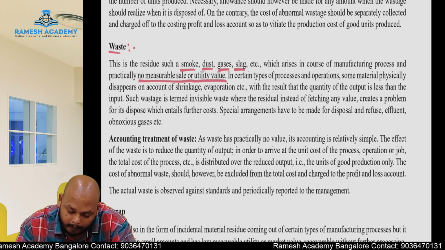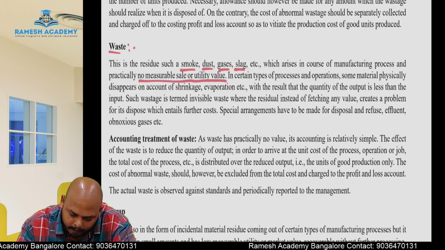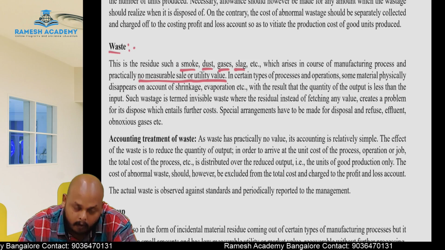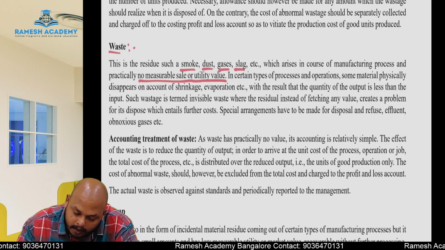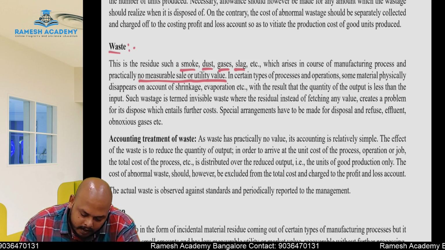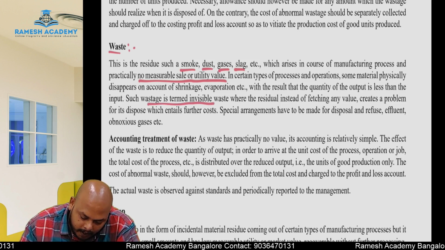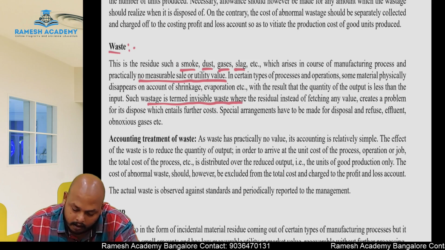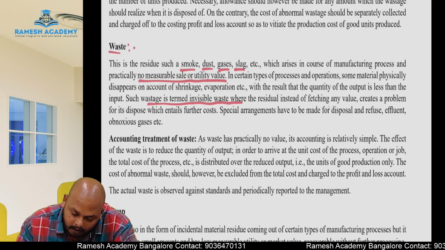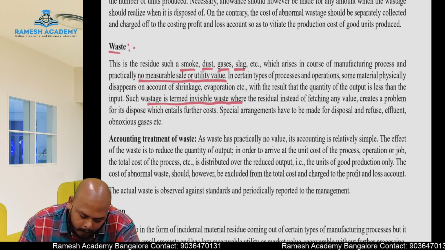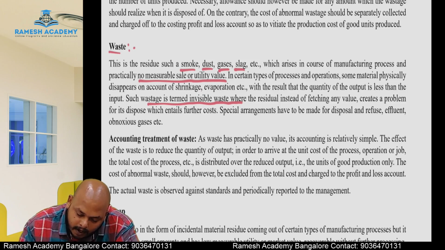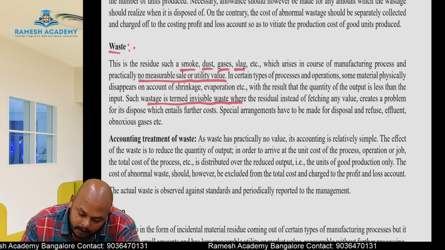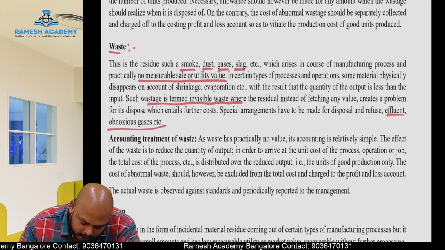In certain types of process or operations, some material physically disappears on account of shrinkage, evaporation, etc., with the result that quantity of output is less than the input. Such wastage is termed invisible waste. The residual, instead of fetching any value, creates a problem for its disposal, which entails further cost. Special arrangements have to be made for the disposal of refuse, effluent, obnoxious gases, etc.